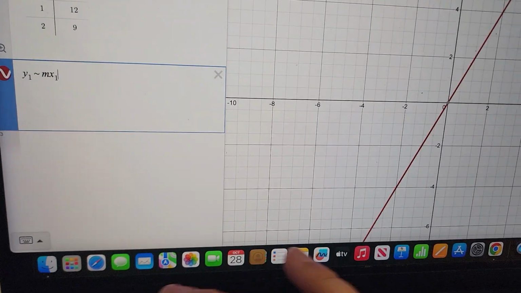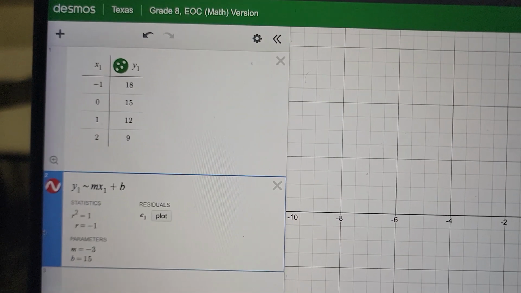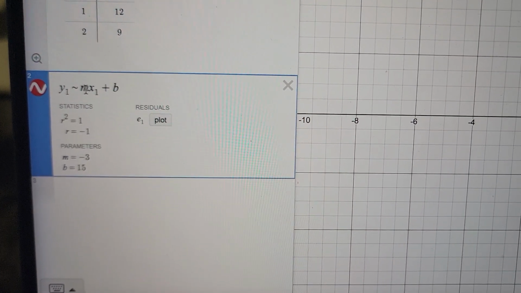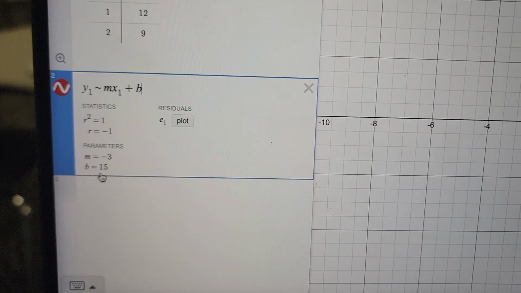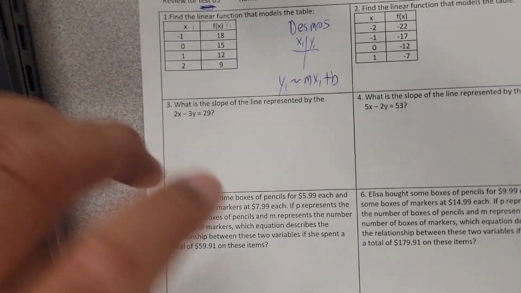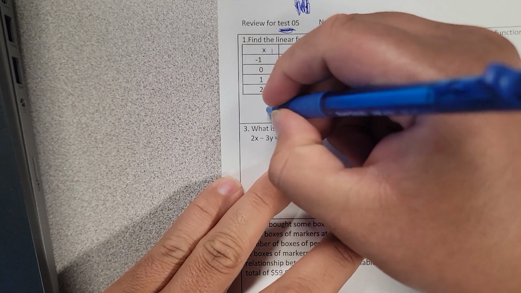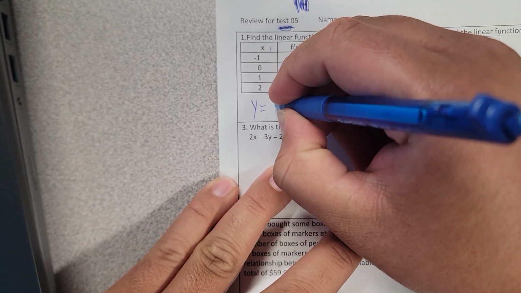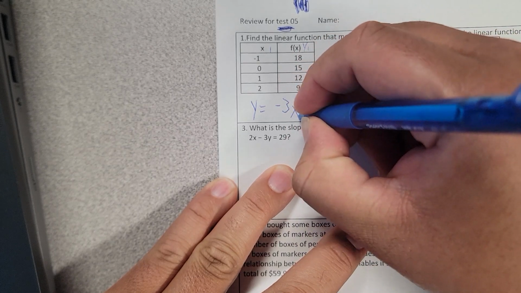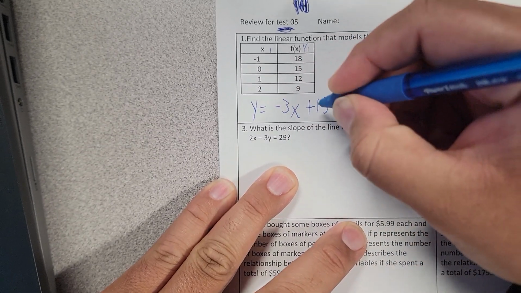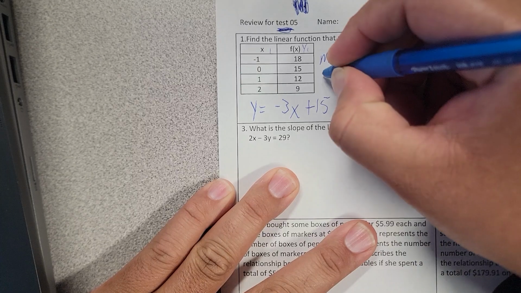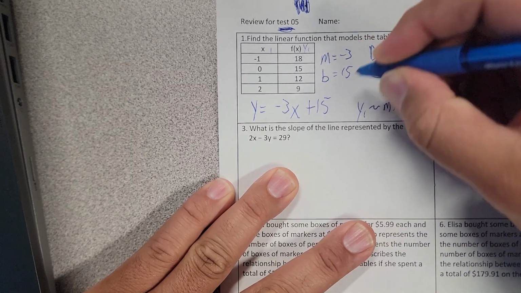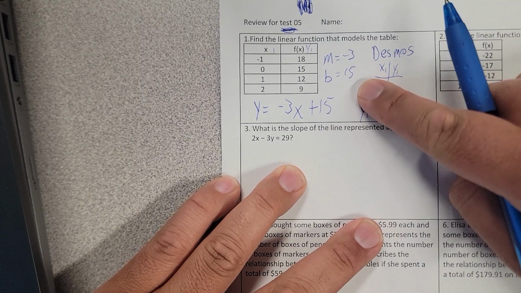So y1, then hit your little squiggly, shift, get your squiggly right there. mx1 plus b. So this, the m, you're going to write it down in this part, -3, and the 15 is positive, you're going to write down here. So on the review, the answer to the test is y equals -3x, and then you're going to put a plus 15 because the m is -3 and the b is a positive 15. Okay, so very basic.